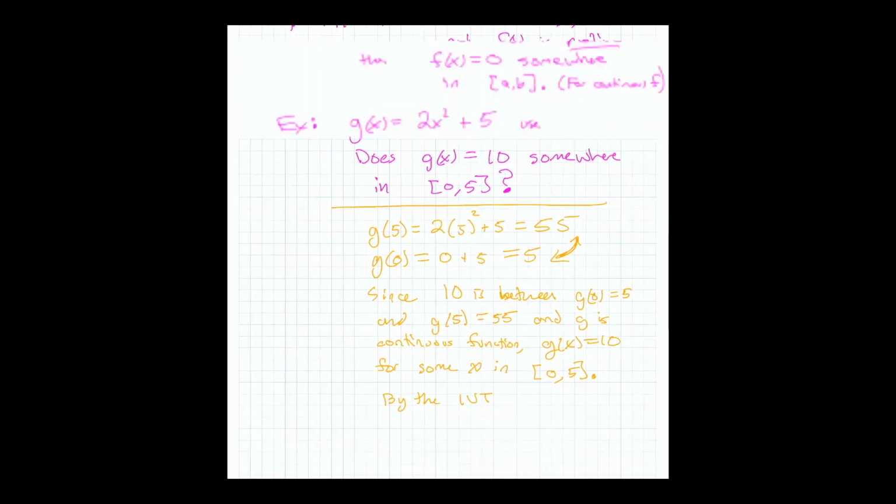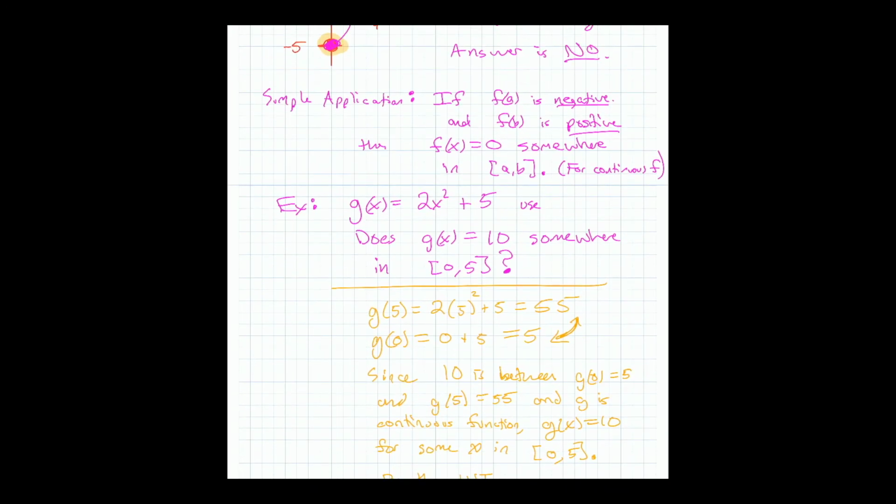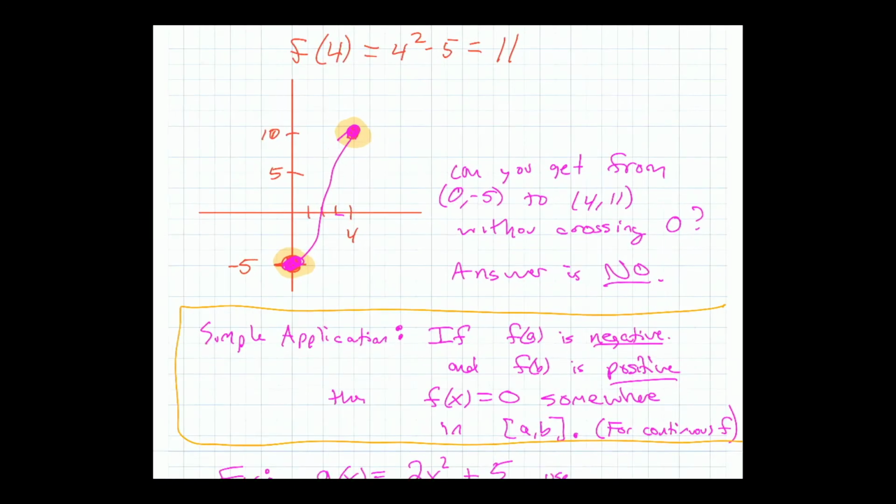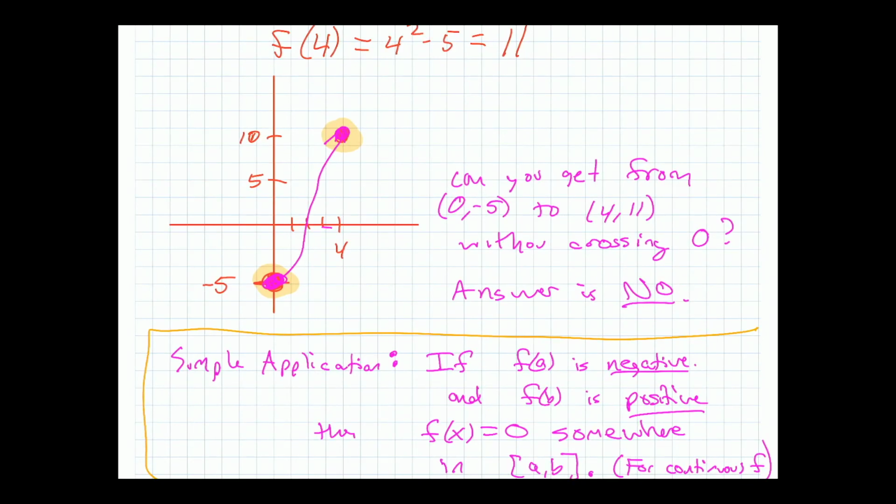And that's the intermediate value theorem. But the primary application of it is what I said right here. Okay? If a continuous function is negative somewhere and positive somewhere, it must go through 0 somewhere, right? Because that's how you get from plus to minus or minus to plus, just like this picture, from a negative to a positive.